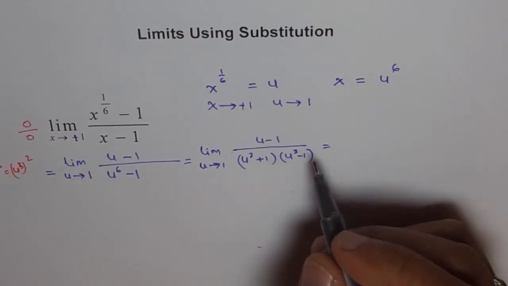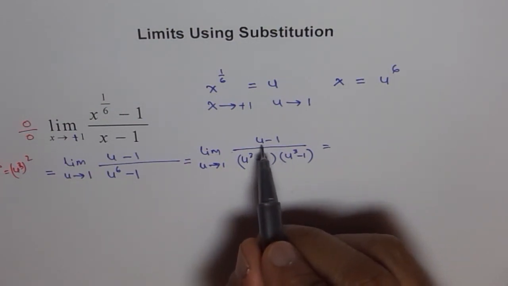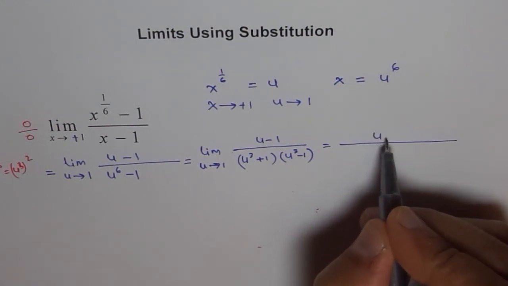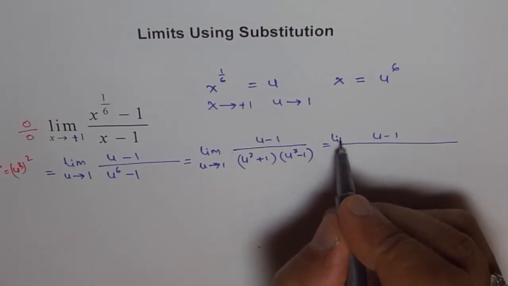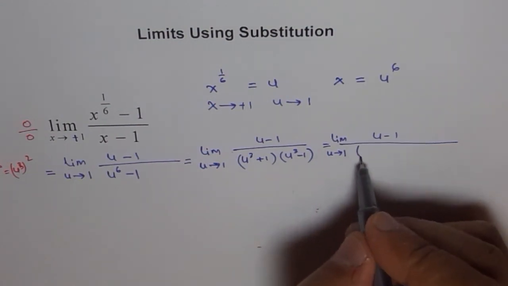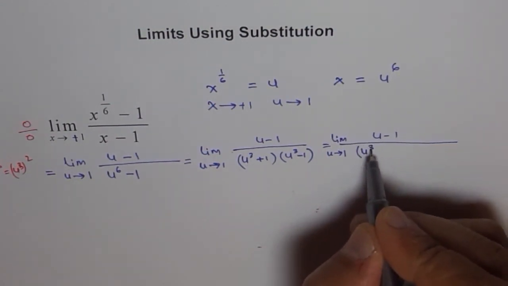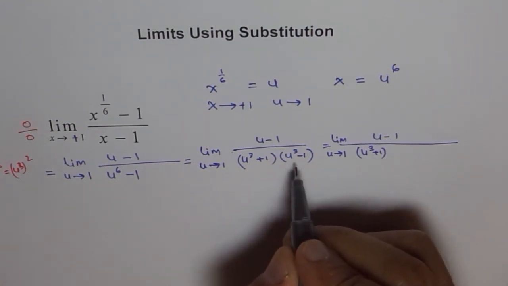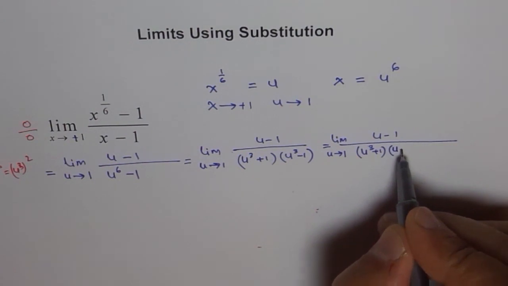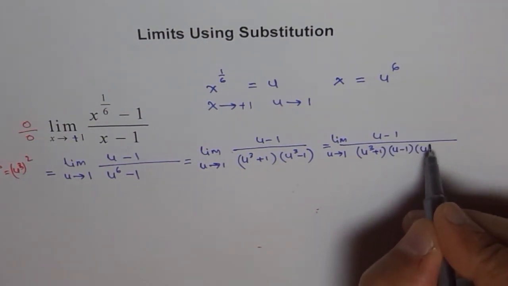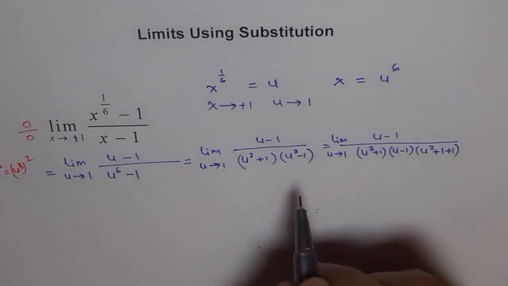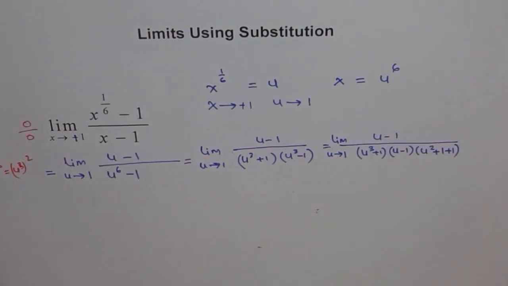So what I will do is I'll expand only this one because I want to get rid of u minus 1 in the numerator. So I have u minus 1. Here I have limit u approaches 1 and I'm retaining u cube plus 1 as such. And I'm expanding u cube minus 1 as u minus 1 times u square plus u plus 1, correct? So that is the expansion of, I hope you remember, a cube minus b cube, correct?